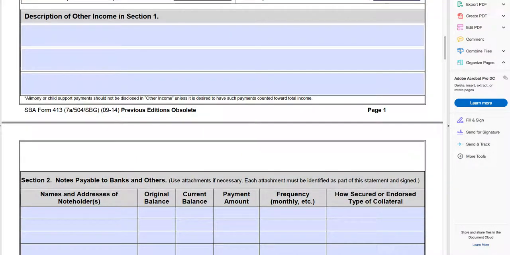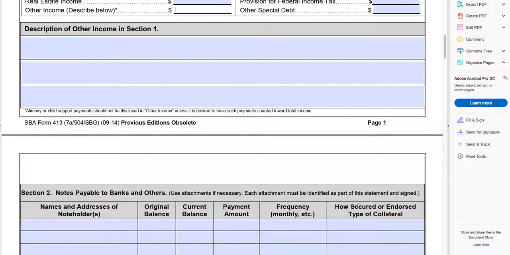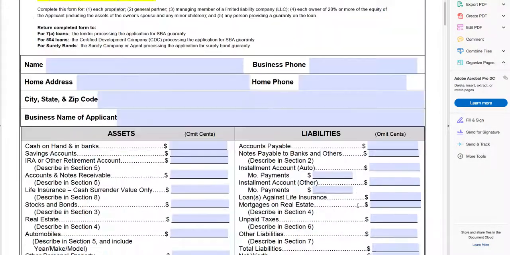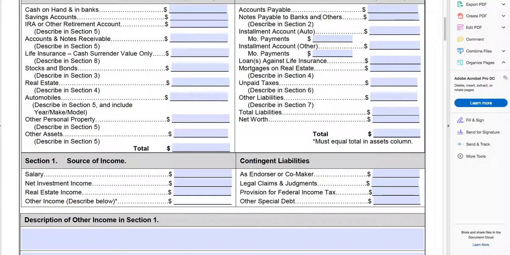Okay. The next thing is section 2 right here, the note payables to banks and others. You want to put the name and address of the note holder, the original balance, the current balance, the payment amount, the payment frequency, and what type of loan this is. And if you look here on section 2, this is what you filled out.